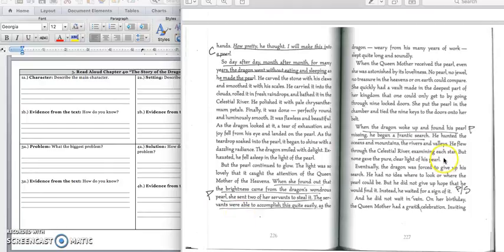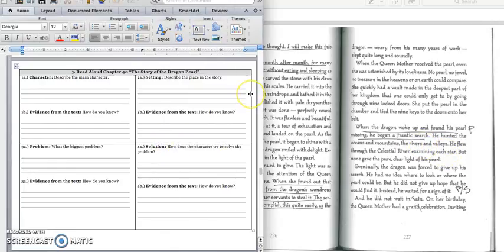If we stop right there, we have a clue about the setting. We know that the story doesn't take place in a specific location, but it does take place somewhere on earth, because it says he searched the oceans and mountains, the rivers and valleys. So in 2A, we would write, the story does not take place in a specific location, but it does take place somewhere on earth. Press pause to write down your answer and play when you're ready for the quote.